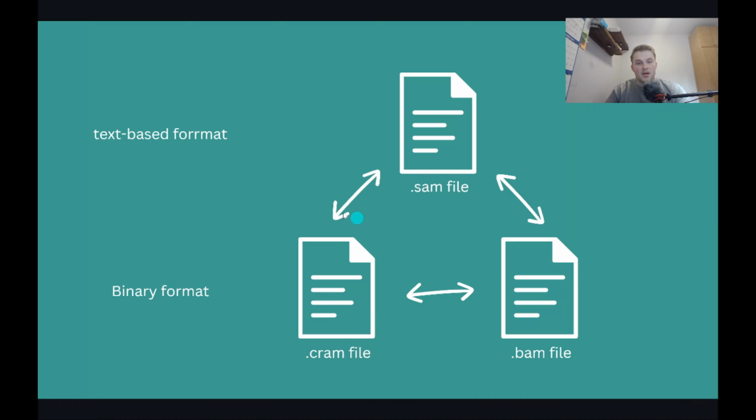Now the CRAM file similarly is in a binary format, and it's actually even more compressed than the BAM. But the thing with these CRAM files is that they rely on an external reference sequence for compression. So it's highly efficient in the sense that it only stores the difference between the sequence samples and the reference, and it relies on that external reference file to be able to understand it. But it saves you even more space effectively.